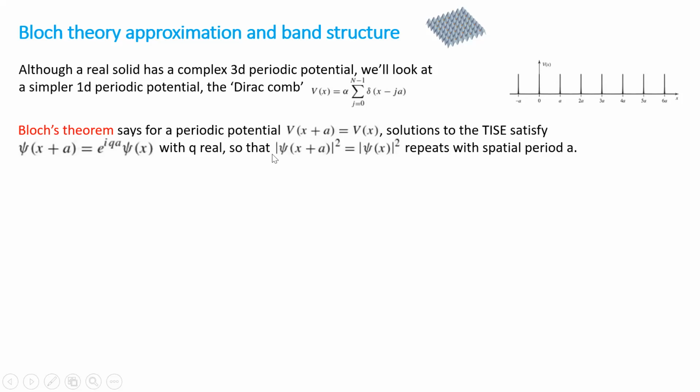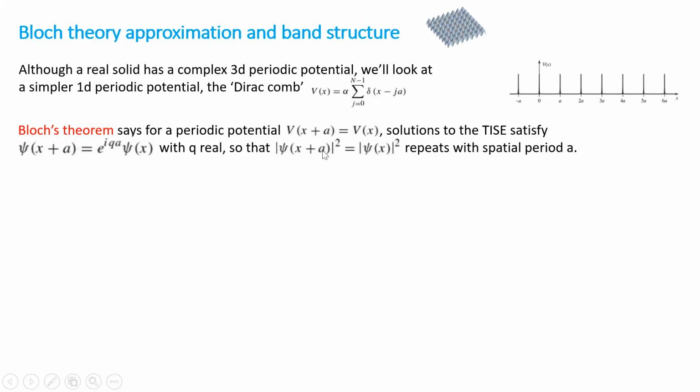And because of that, if we look at the modulus squared of psi of x plus A, that's going to be, let's see, e to the minus iQA psi star of x, times e to the iQA psi of x, which is just the e to the minus iQA and e to the iQA cancel. And so we get just psi star psi, or psi of x squared. So as we shift over, this is the probability density, remember, psi squared is the probability density.